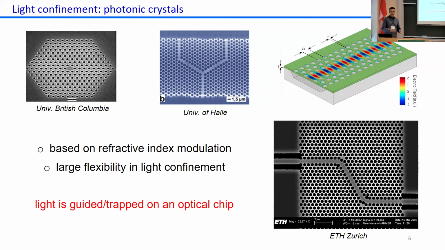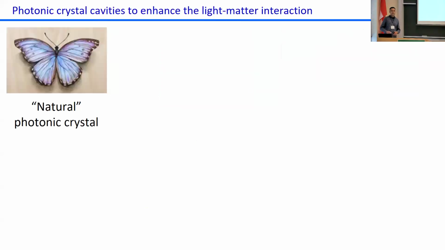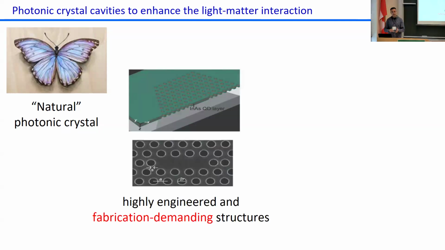There's been a lot of work done in this area, but there are some issues related to these photonic crystal structures. First of all, you're all familiar with a natural photonic crystal, which is what you can find, for instance, in the wings of butterflies, where what creates this iridescence is a periodic modulation of the refractive index. But what we're looking at are highly engineered structures, where you can remove a few holes, create defect regions, and therefore have light trapped within the areas where the holes have been removed.